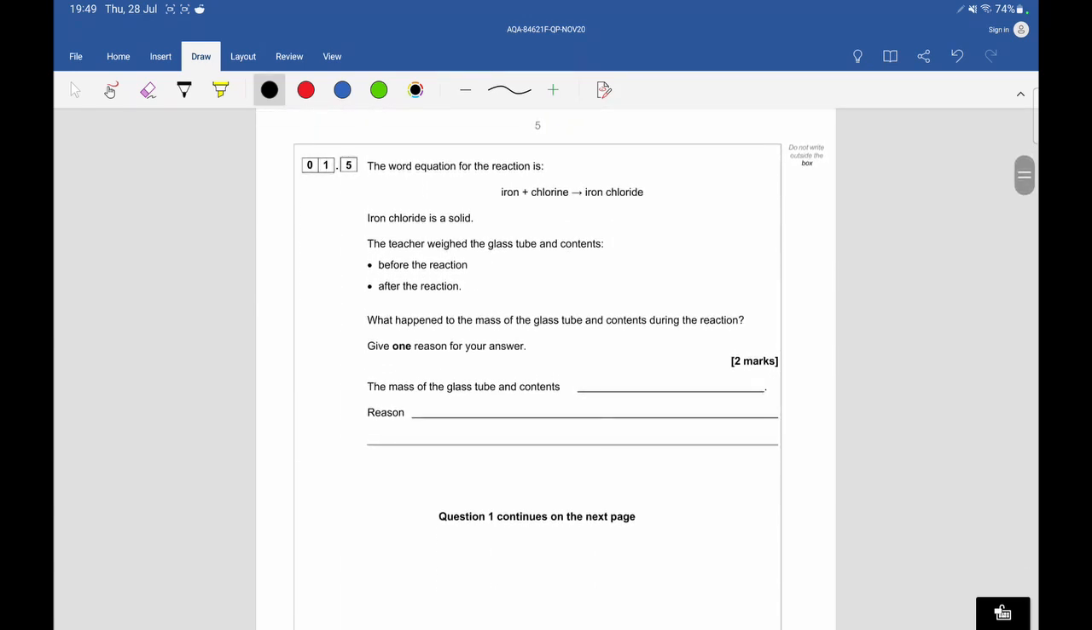It's actually not flammable as well, so that's also a reason why it's not going to be that one. Question 1.5 says the word equation for a reaction is iron plus chlorine makes iron chloride. What happened to the mass of the glass tube and the contents during this reaction? And give one reason for your answer.